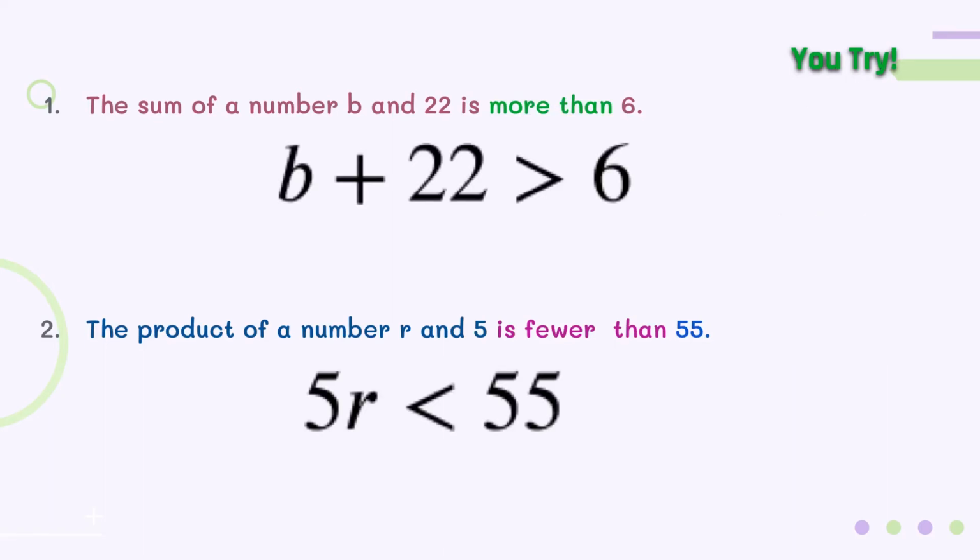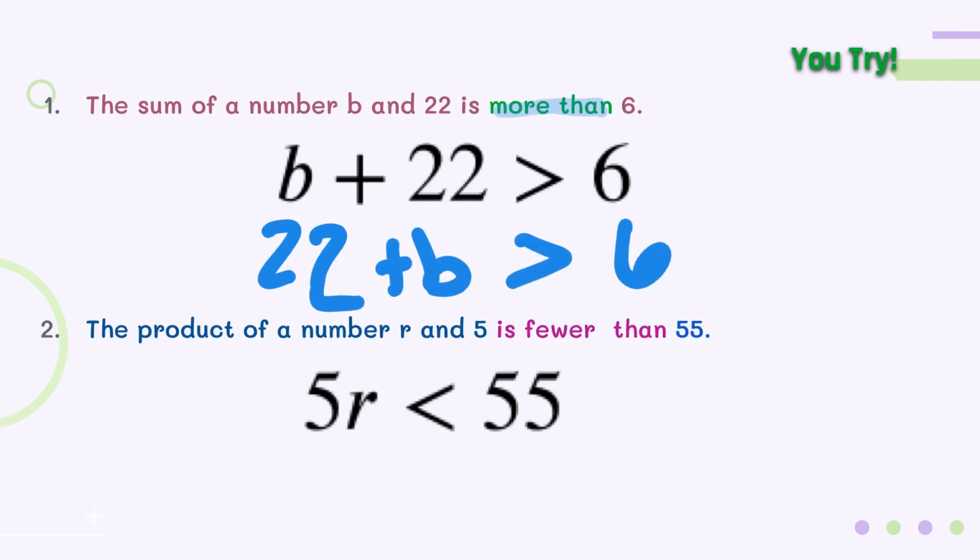So we've got the more than, so that's going to represent our greater than. The sum of a number b and 22 is more than 6. So b plus 22 is greater than 6. Because it's an addition problem, you could have written it also as 22 plus b is greater than 6, and it would be the same thing.